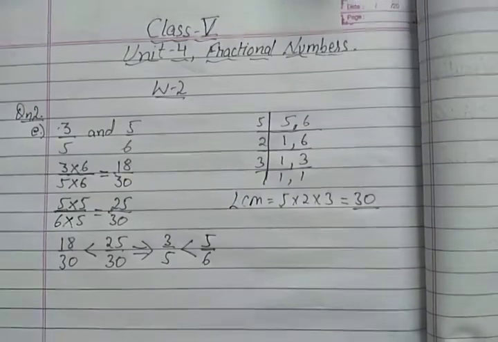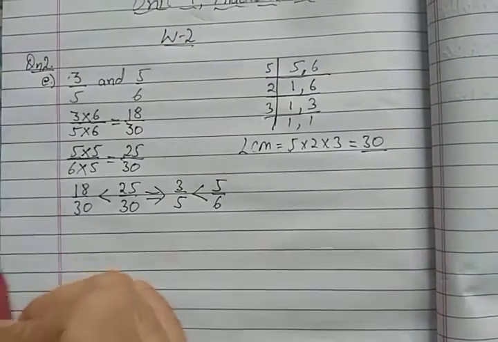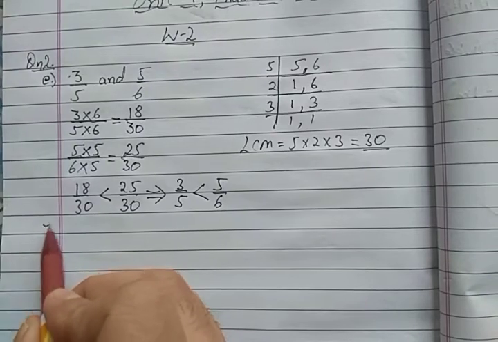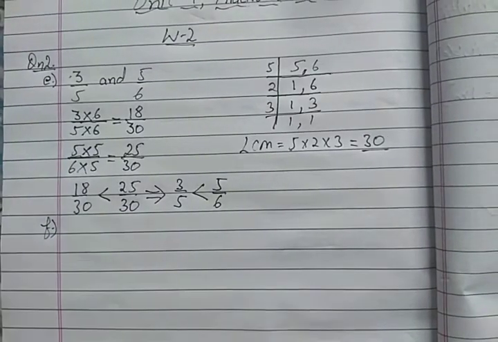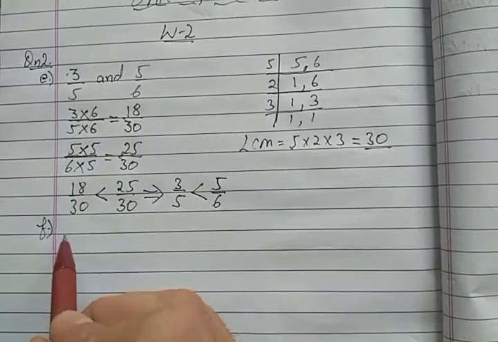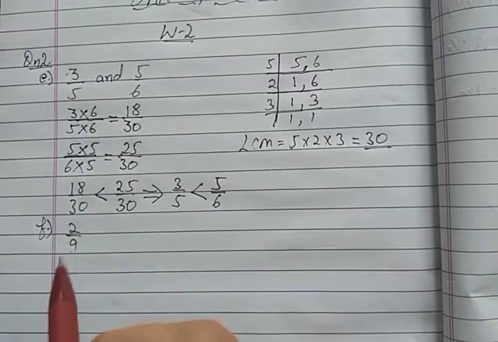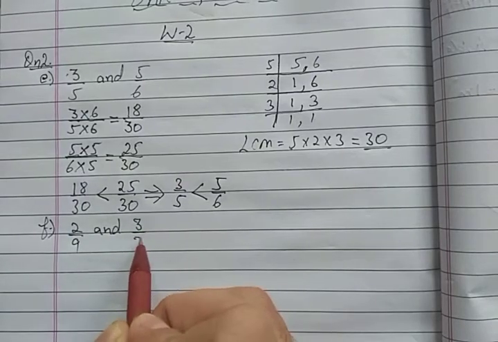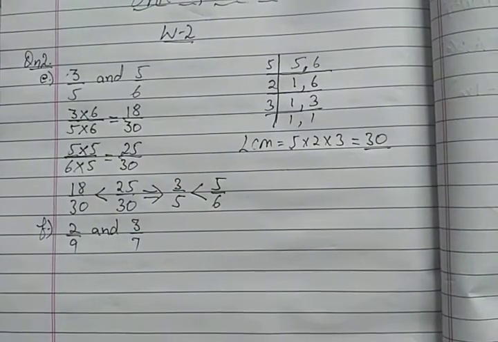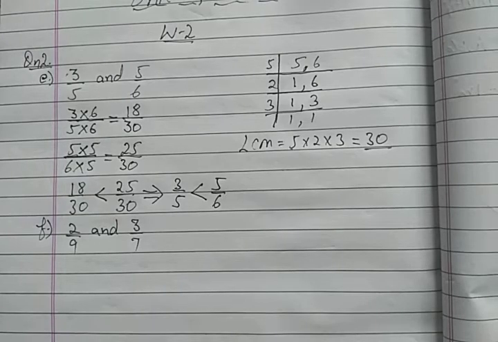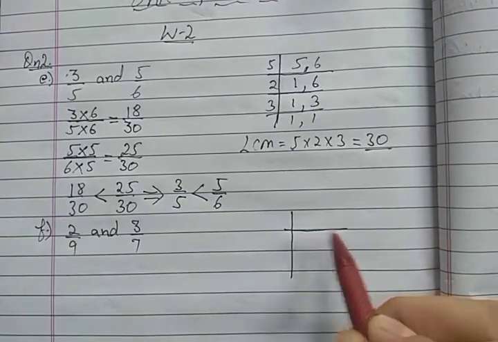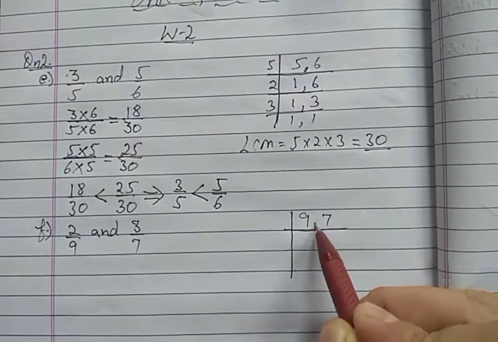Let us do one more question so that it will be clear to you. That is F part: 2 upon 9 and 3 upon 7. Now what we have to do? What is our first step? So here we have to take the LCM. So LCM of 7 and 9, or 9 and 7.